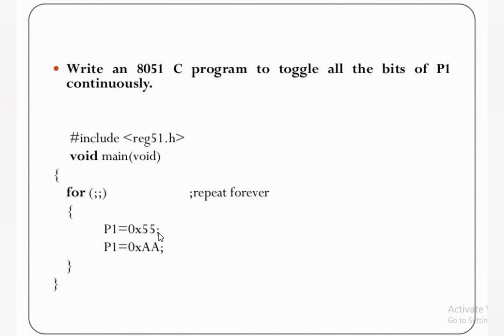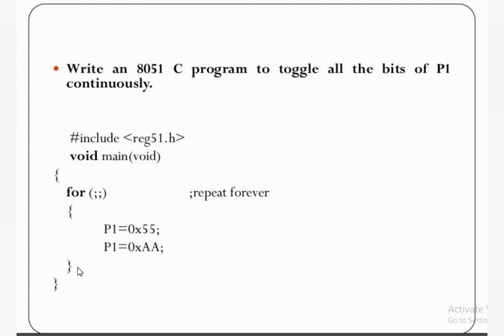The value 55 is nothing but 0 1 0 1 0 1 0 1 in binary. After that we have to load port 1 with the value 0xAA. AA is nothing but 1 0 1 0 1 0 1 0. In this way the toggling pattern of the LED blinking is maintained, and both data values are loaded alternately into port 1, and the LEDs will blink in the form of a toggling pattern.